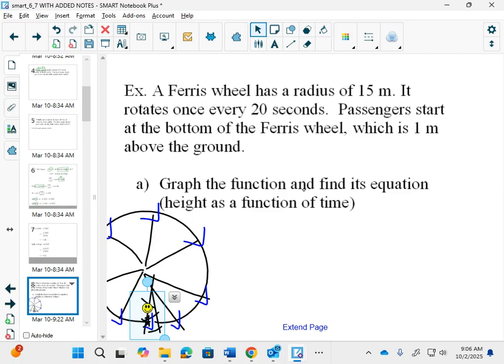And they're going to get on the ride and travel around. Yay! Oh. And back again. So this is the situation. They tell us, here's our Ferris wheel. It has a radius of 15 meters. It takes 20 seconds to go all the way around like this. Oops. Back on the chair.